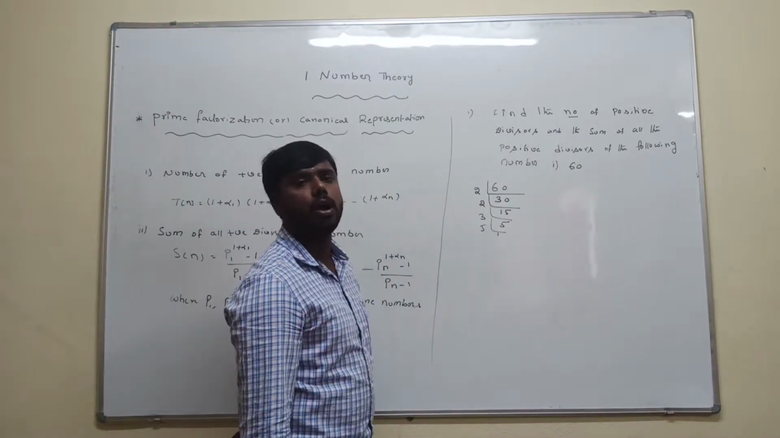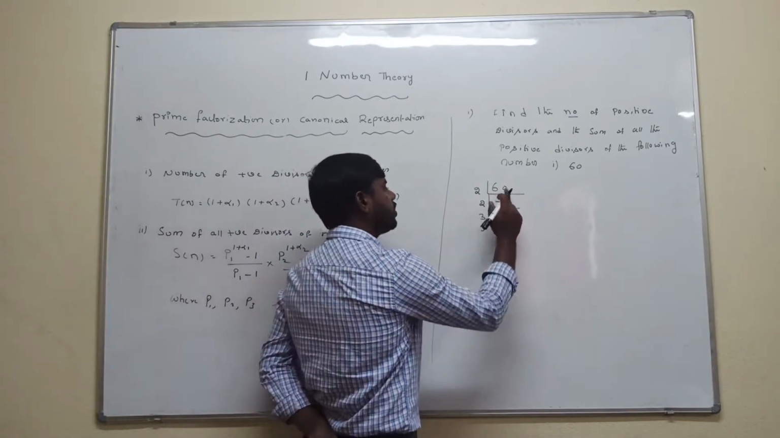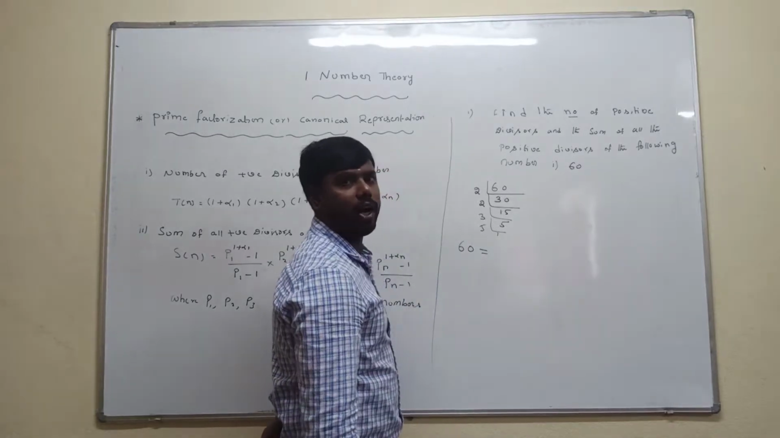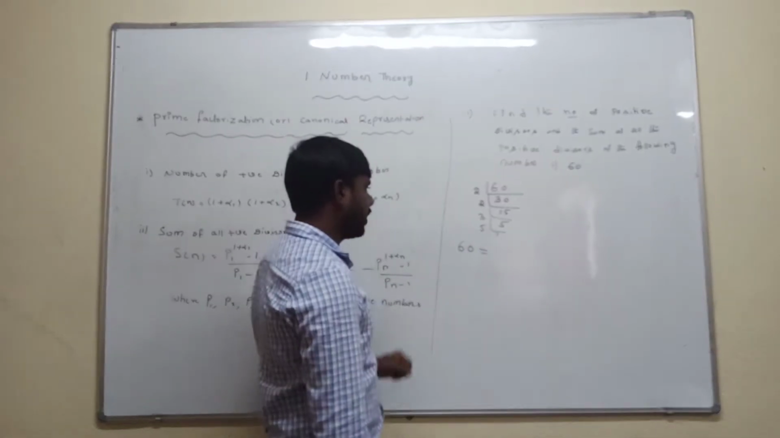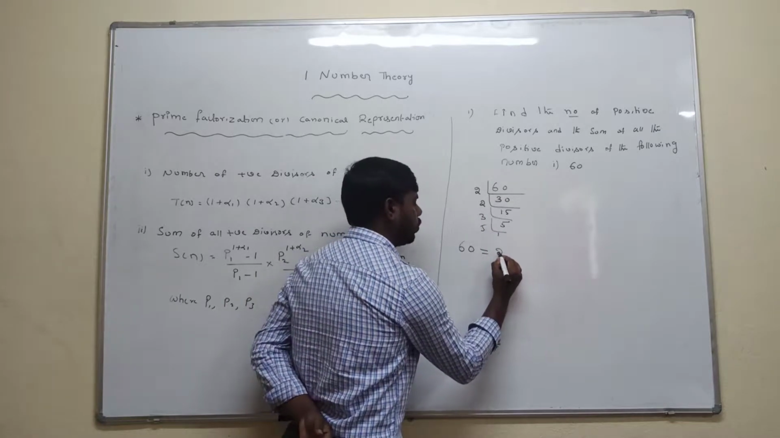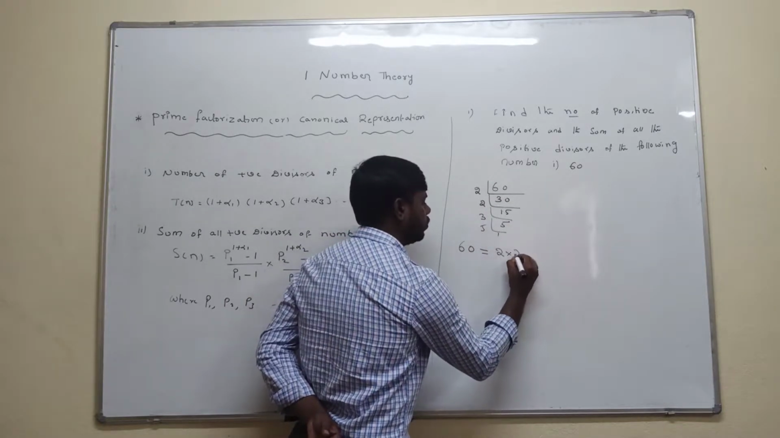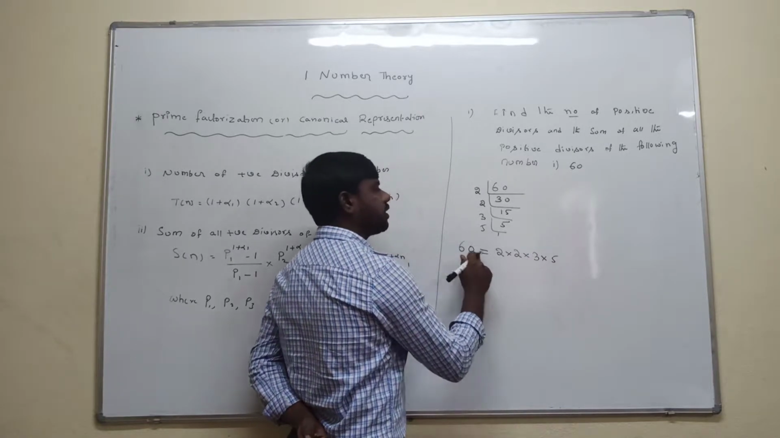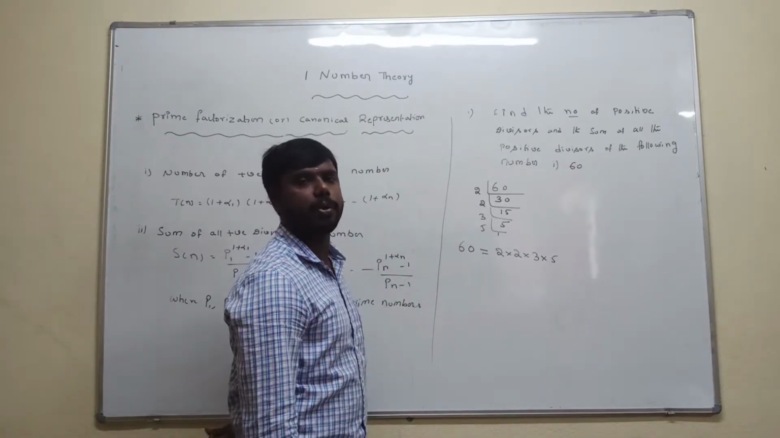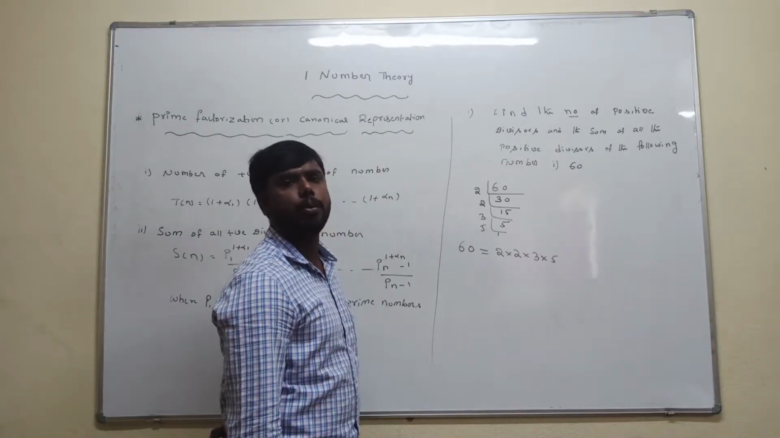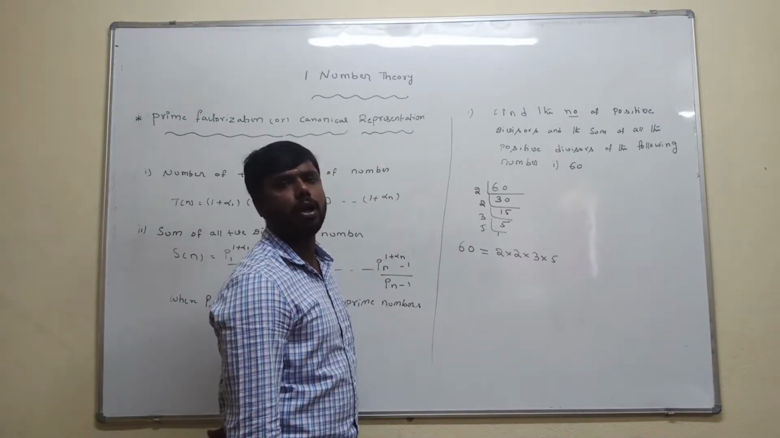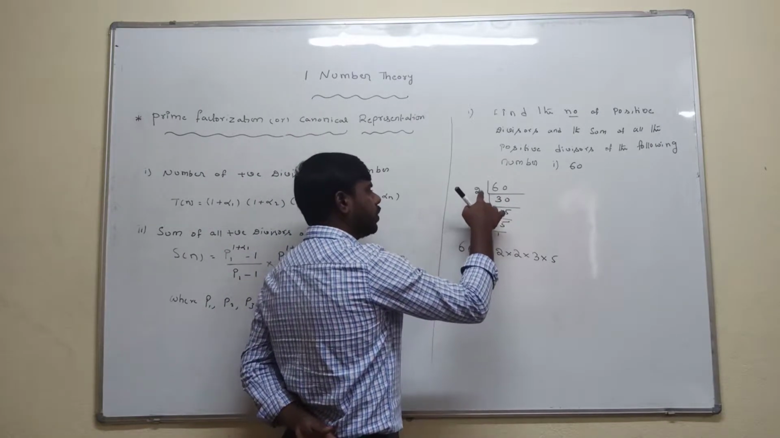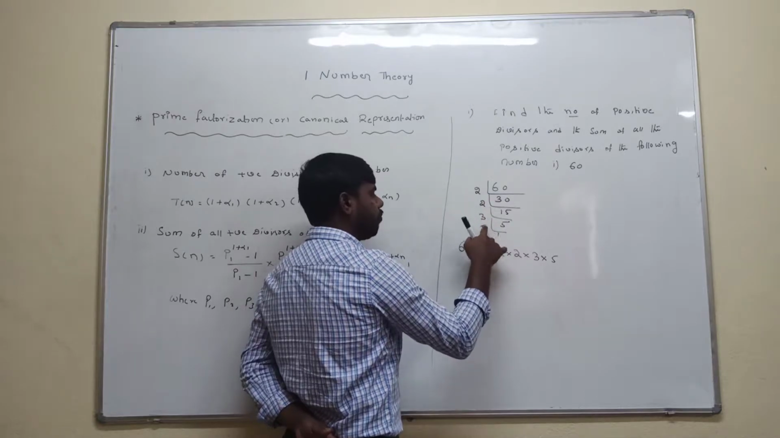Now write the prime factorization. Now 60 is equal to, what are the divisors? 2 into 3 into 5. So 60 can be expressed as a product of prime elements. Now 60 is equal to the product of all the divisors, 2 into 3 into 5.